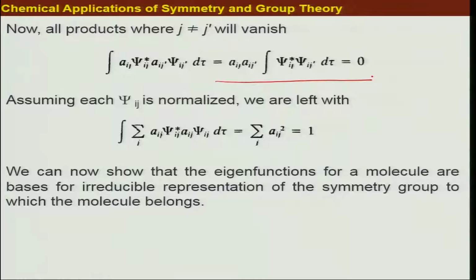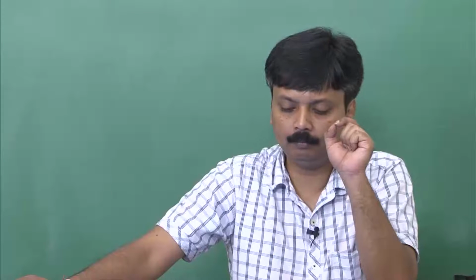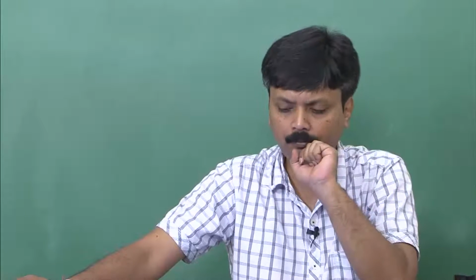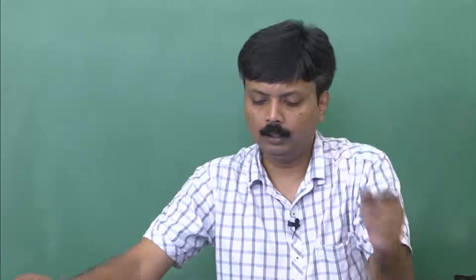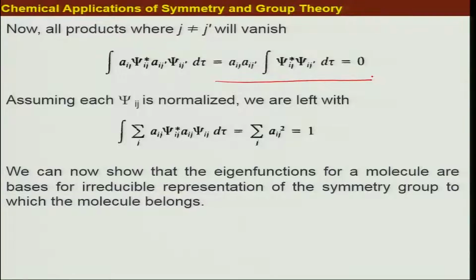Now, if each psi ij is normalized to 1, then what we will have from here is this. This is the normalization. So this particular coefficient, if we take the square of it and sum it over all j values, then I will get a value of 1.